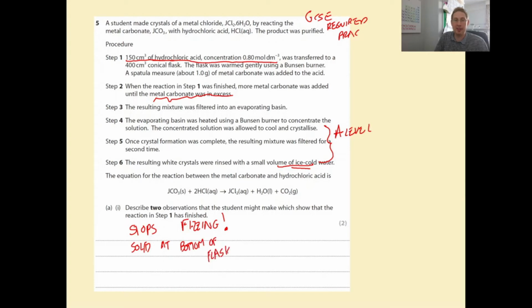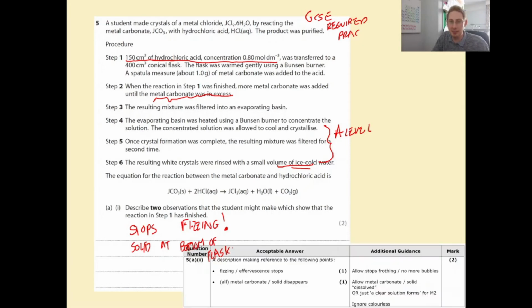Now there may be a better way to describe that. Let's see what the mark scheme says. Description making reference to the following points. The fizzing or the effervescence stops, we got that. The metal carbonate or the solid disappears, or allow metal carbonate solid dissolved, or just a clear solution.